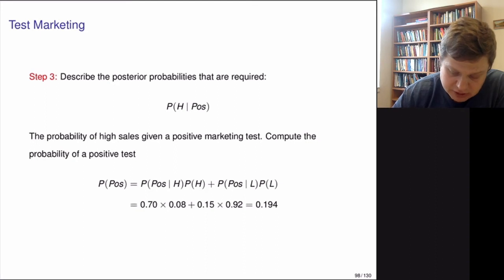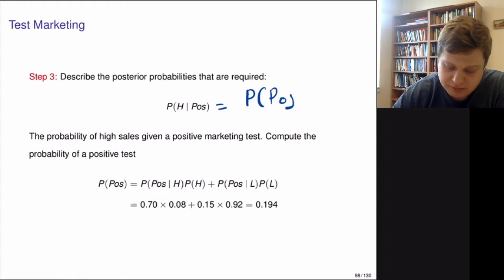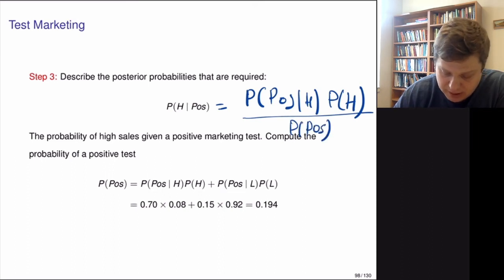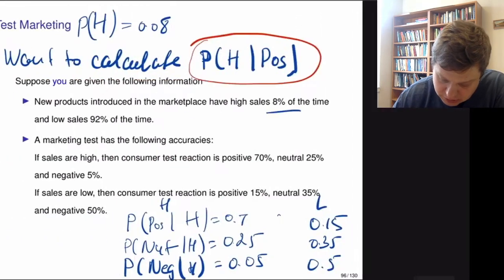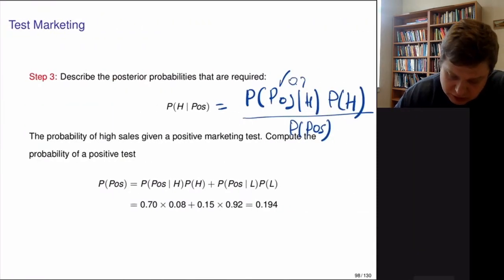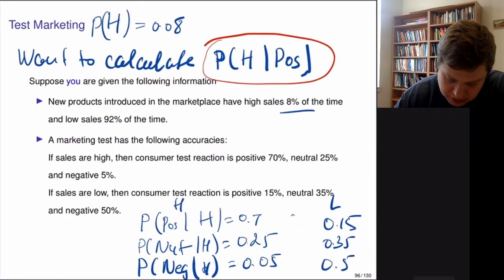And you remember, if we just apply the Bayes rule, it's the probability of seeing a positive reaction given the product had high sales, times the prior probability of high sales, divided by the probability of seeing a positive reaction. And this one is given to us already. I think this one was 0.7. So this one is 0.7. This one was given to us. We know that the prior probability is 8%, 0.08.